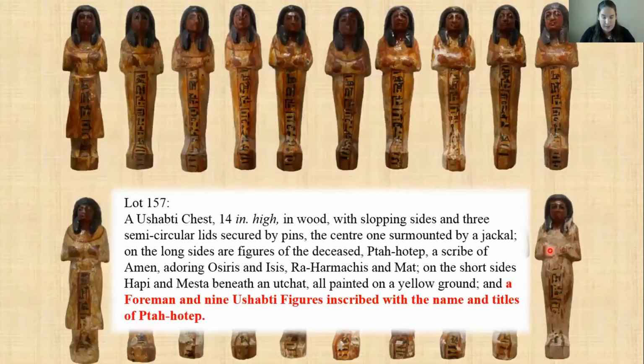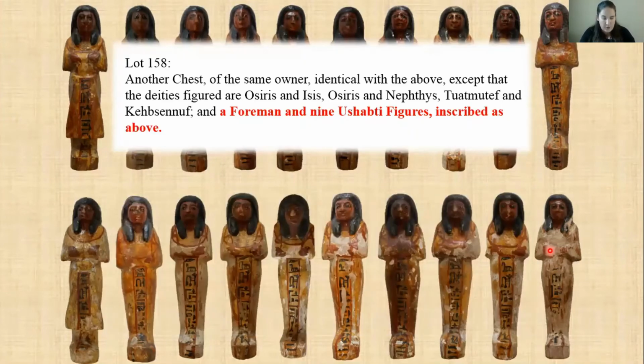These Shabtis were purchased by Wellcome at Sotheby's in 1924 at the sale of the collection of Reverend Franklin Hood. The sales catalog further supports a Theban provenance, stating that it was the purchase location for most of Hood's collection. Lot 157, as seen here, specifically mentions 1 foreman and 9 Shabtis of Ptah-hotep. Likewise, a further 9 Shabtis plus 1 foreman appear in lot 158. Wellcome clearly felt the need to own the whole set, and he purchased both lots.